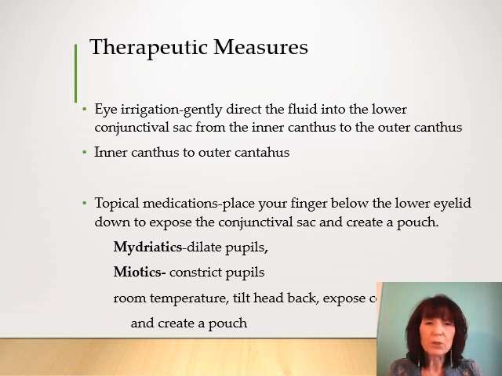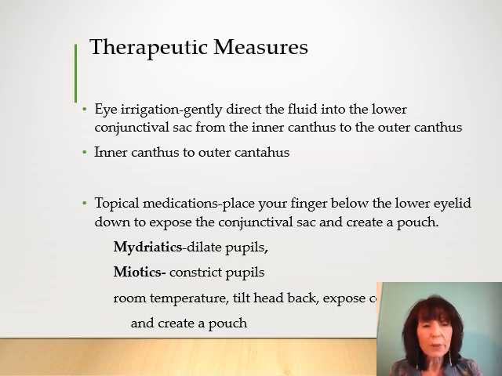So let me just repeat again under eye irrigation. And it's number 4 in your book on page 1148. So gently direct the fluid into the lower conjunctival sac from the inner canthus to the outer canthus, or the outer corner of your eye. So that's really important to remember.